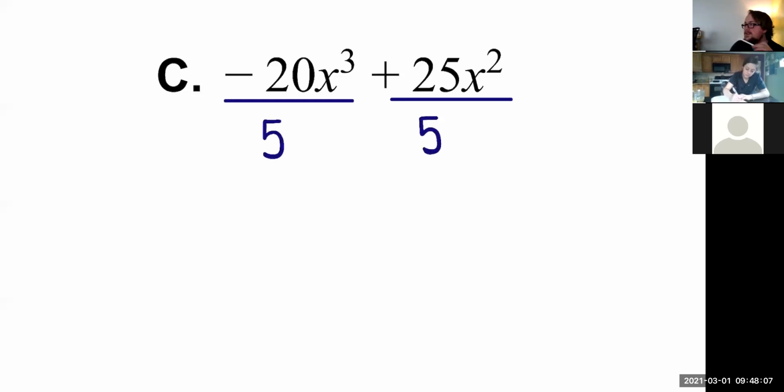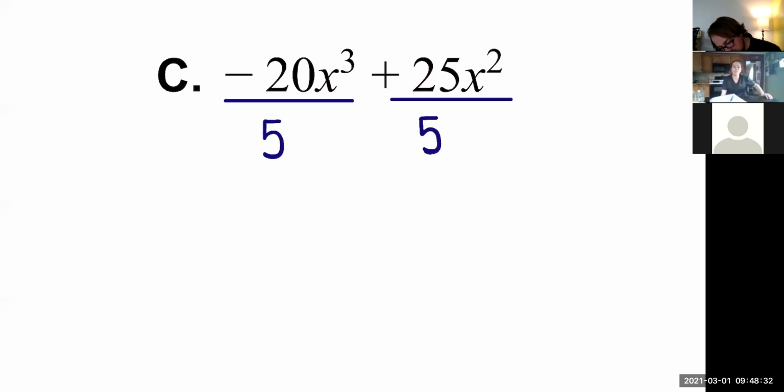But then we move to the variables. How many x's can they both give away? 2. Why not more? The first one has 3. Does this second one have 3 to give? No. So if it can't give 3 away, I can at most give away 2.